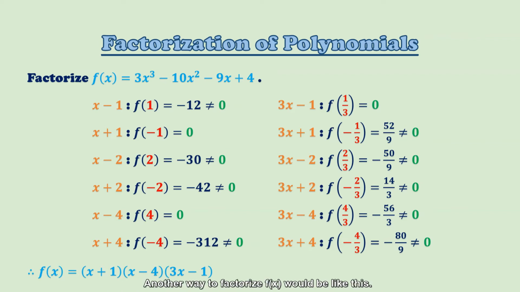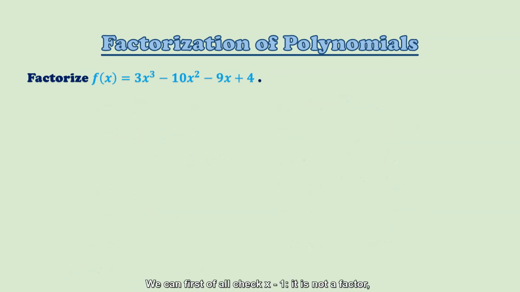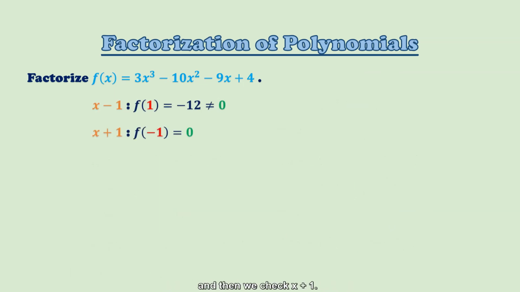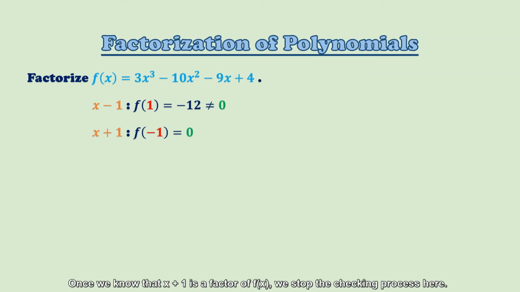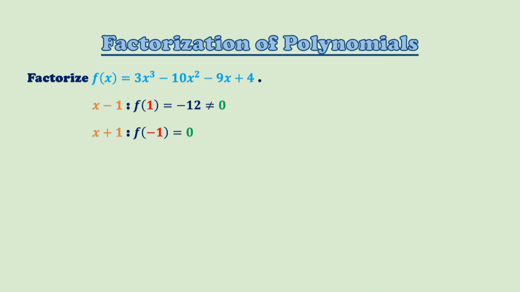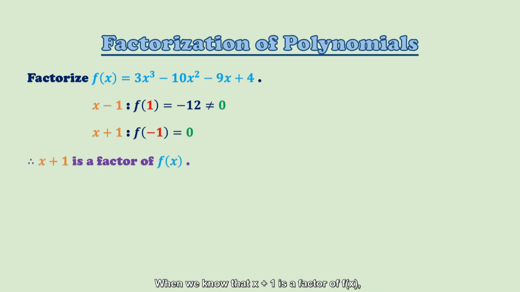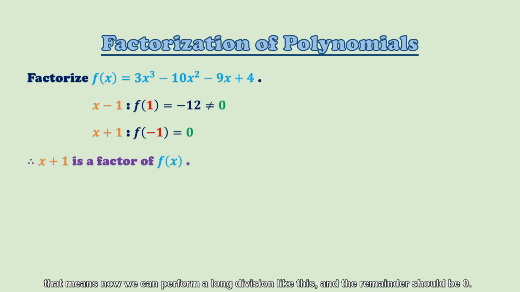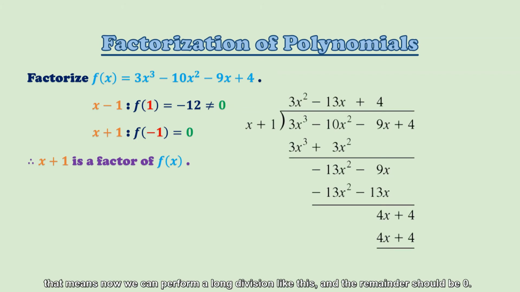Another way to factorize f(x) would be like this. We can first of all check x minus 1, it is not a factor, and then we check x plus 1. Once we know that x plus 1 is a factor of f(x), we stop the checking process here. When we know that x plus 1 is a factor of f(x), that means now we can perform a long division like this, and the remainder should be 0.